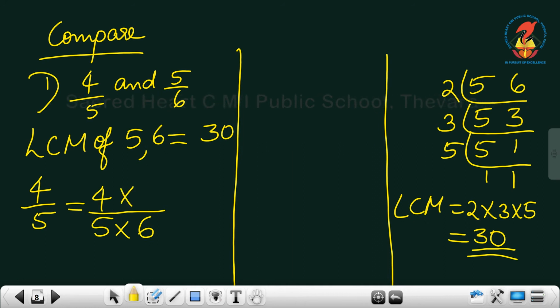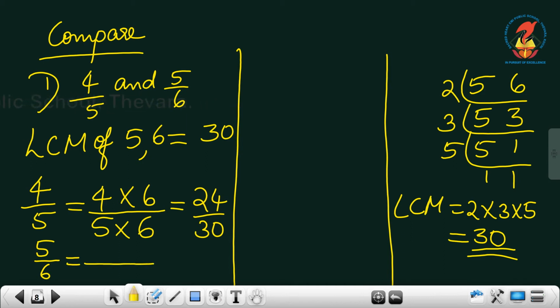So multiply 6 to the numerator also. So what you will get? 24 by 30. Okay. Now write the next fraction 5 by 6. 6 into which number will give the answer, the LCM? 6 into 5 will give the answer 30.